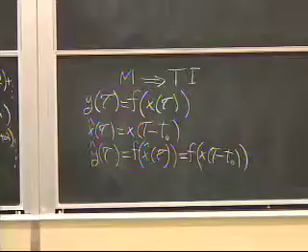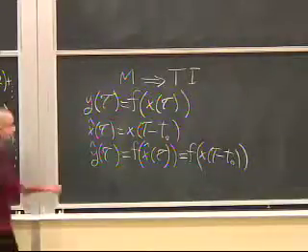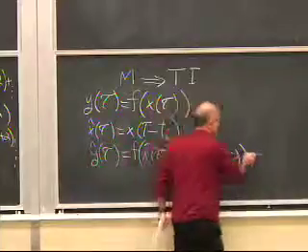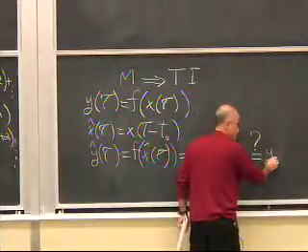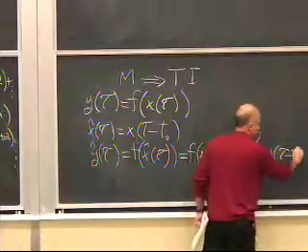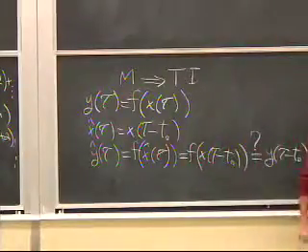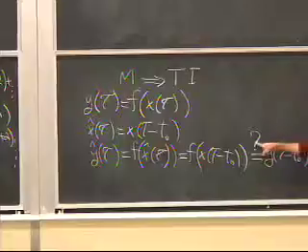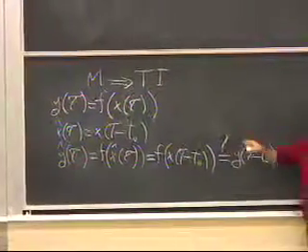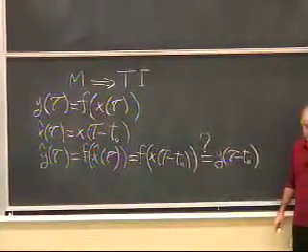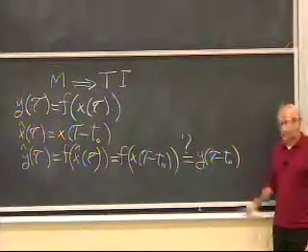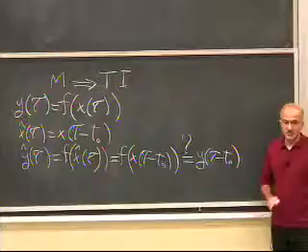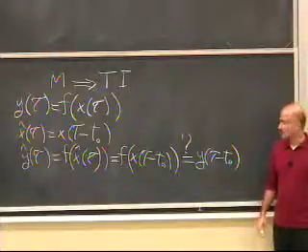And the answer to the following question determines whether the system is time invariant. Is this equal to the original output shifted by the same amount? If the answer is yes, then the system is time invariant. If the answer is no, even for at least one value of tau or for one value of the shift, then the system cannot be time invariant.